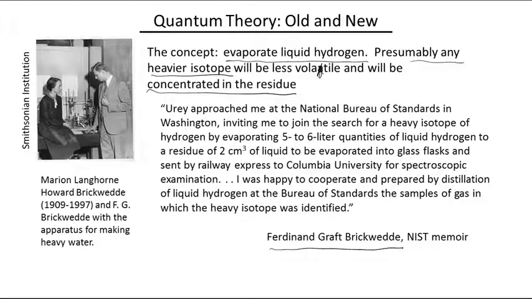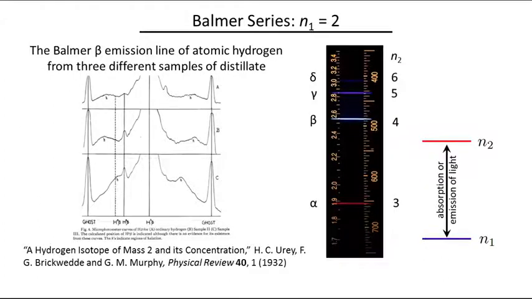So he recruited a man named Ferdinand Brickwedde, who was the United States' leading expert in low-temperature physics at the time. He was the first person to produce liquid helium in the United States, and so Brickwedde carried out this distillation process. You can read about it in the summary article if you're interested, and produced a sample in which it was possible to find the evidence for the heavy isotope of hydrogen.